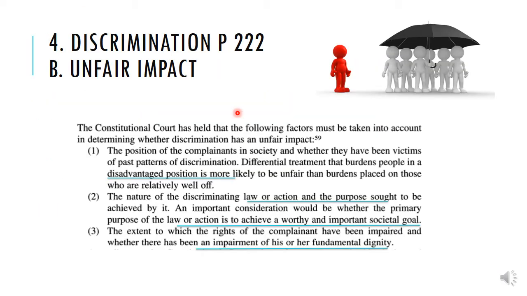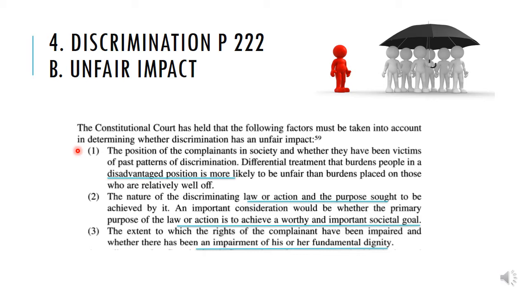Okay. In the previous slide, we were talking about unfair impact, and that's a way to determine whether discrimination is unfair: the impact that it has on the person against whom it's being discriminated. Now, the concept of unfair impact was discussed in the Harksen case, and it is actually called the Harksen test now. So the Constitutional Court gave us 3 factors that must be taken into account when determining whether discrimination has an unfair impact.